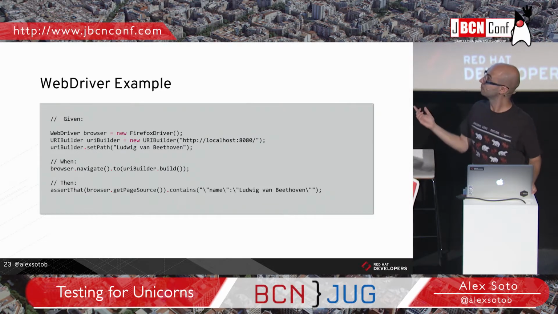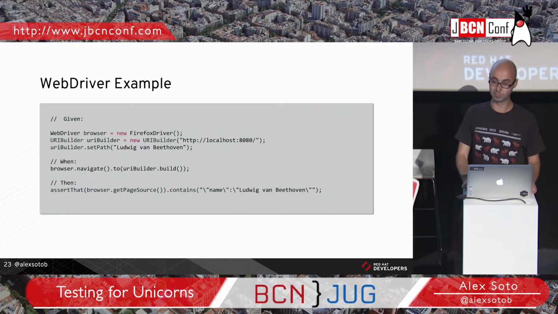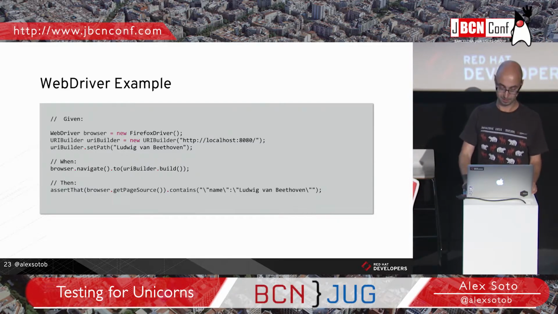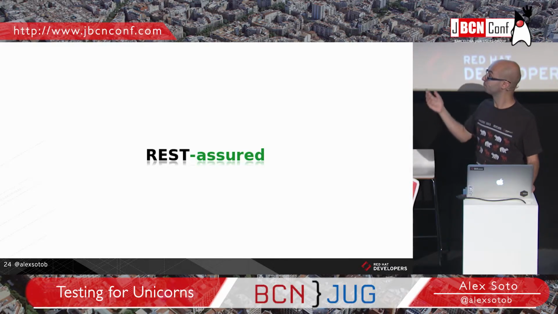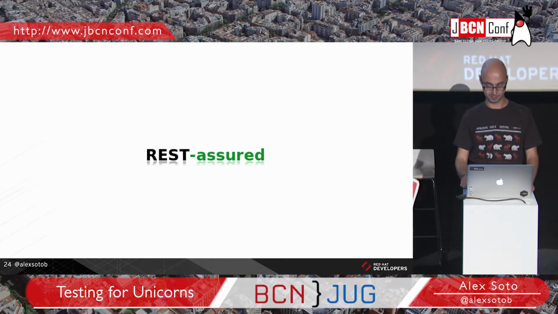Also, I've seen this. This is using WebDriver to test REST APIs, which is really fast in some sense, but it happens more or less the same problem, that you are dealing with different levels of abstraction. So the API for testing REST APIs is Rest Assured, I think.